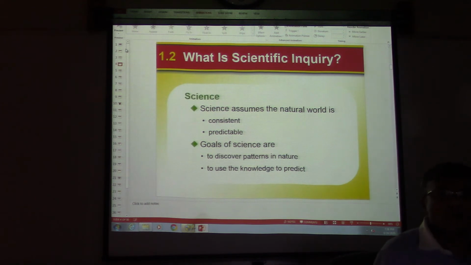Science assumes that the natural world is considered. So what is it? Science is consistent because everything in the physical world works according to laws, and some of the outcomes are predictable, like you can predict rain. The goal of science is to discover the patterns in nature. To understand the nature of the physical world, we need to learn science, gain the knowledge from that, and then utilize this knowledge for the betterment of mankind.